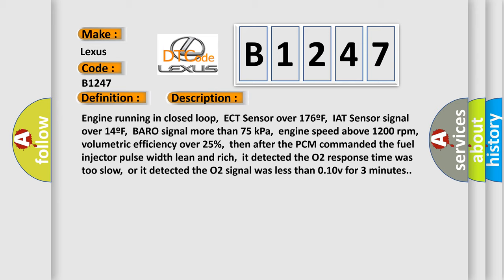And now this is a short description of this DTC code. Engine running in closed loop, ECT sensor over 176F, IAT sensor signal over 14F, BARO signal more than 75 kilopascals, engine speed above 1200 revolutions per minute, volumetric efficiency over 25%, then after the PCM commanded the fuel injector pulse width lean and rich, it detected the O2 response time was too slow, or it detected the O2 signal was less than 0.10V for 3 minutes.